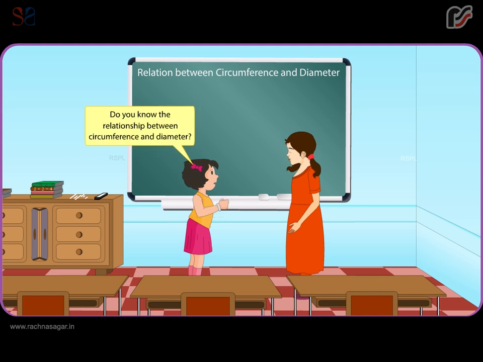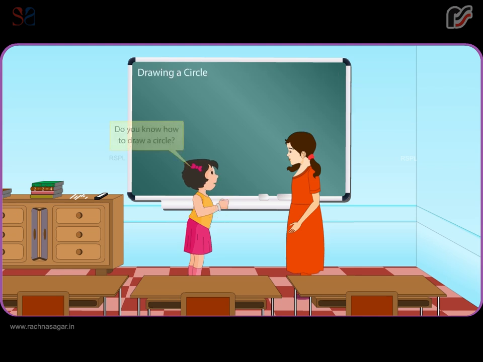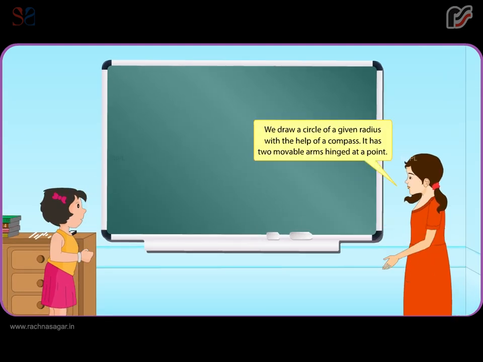Relation between circumference and diameter. Do you know the relationship between circumference and diameter? Yes, circumference of a circle is slightly more than 3 times of its diameter. Drawing a circle. Do you know how to draw a circle? Yes, we draw a circle of a given radius with the help of a compass.